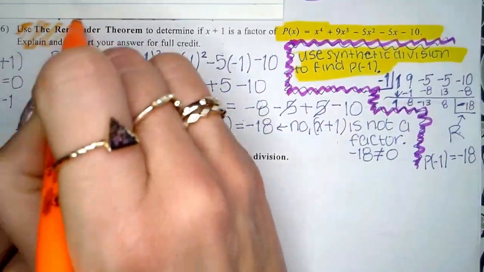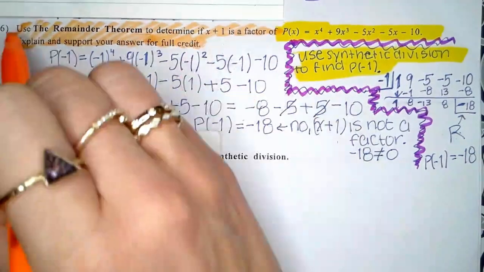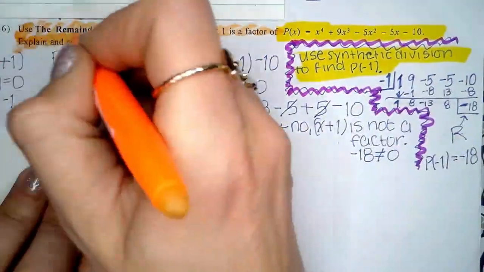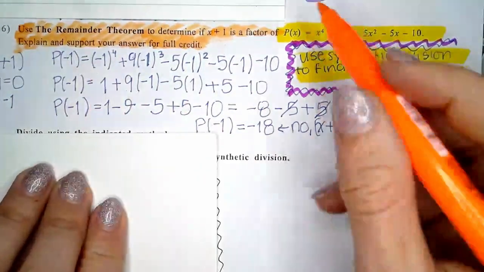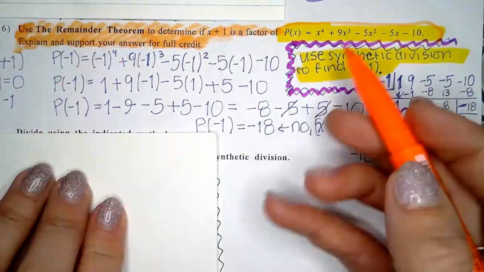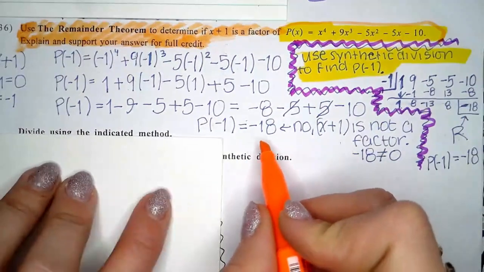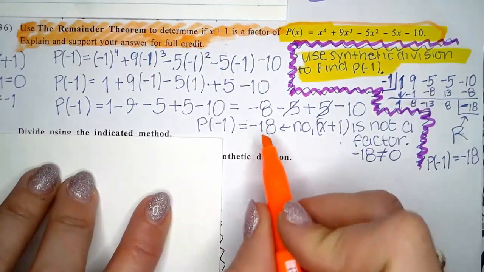So here we said use the remainder theorem to determine if this is a factor of that and support your answer. Okay, so how do we explain and support our answer? Basically, if this is the question right here, we use this function still. We want to say I plugged in negative 1 and I got negative 18 as my answer. If I got 0, that means my remainder would be 0, and that means it is a factor.